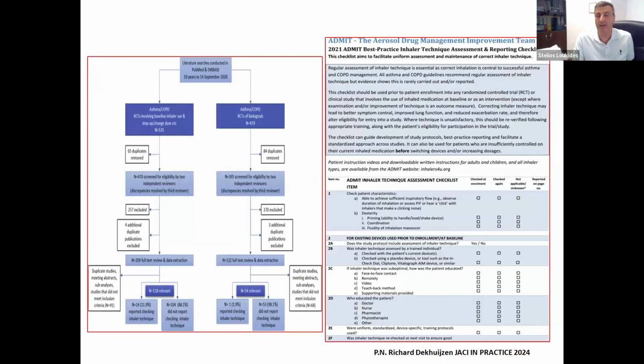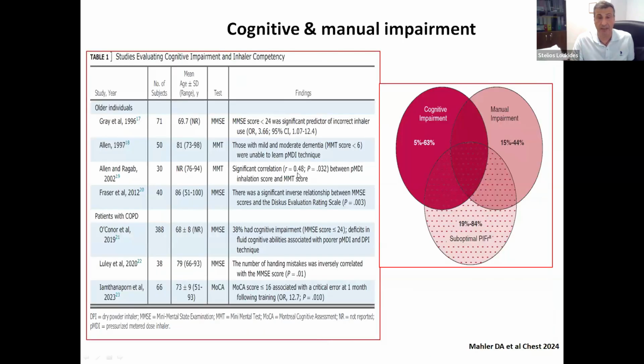And this is another approach, a study published by Richard Derkusen just 1 year ago. It's a meta-analysis trying to see how you improve the aerosol drug management, by using questionnaires or by selecting proper inhalation techniques. Another critical and important issue regarding the optimization of inhaler therapy is the cognitive and manual impairment.